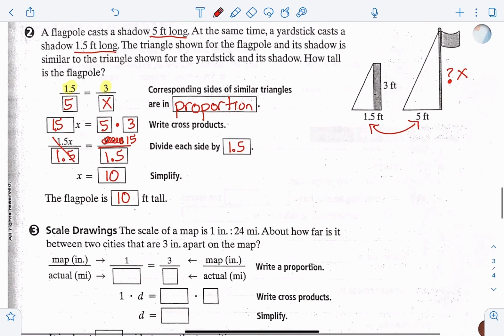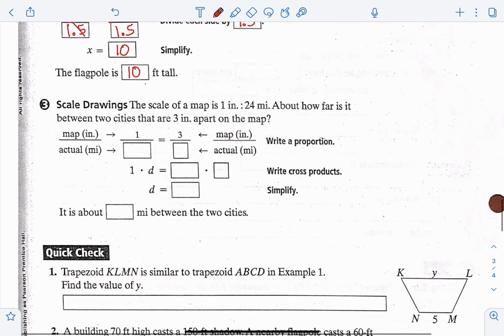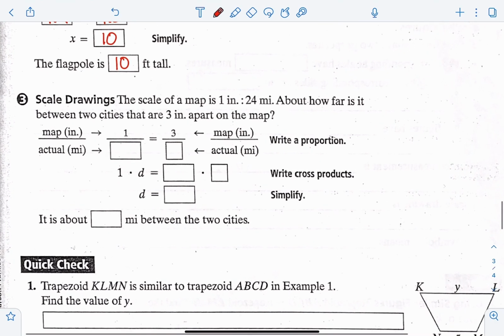You can do this without an image too if they give you a scale to use. Like this one says the scale of a map is 1 inch for 24 miles. Okay, so 1 inch corresponds with 24 miles. About how far is it between two cities that are 3 inches apart on the map?